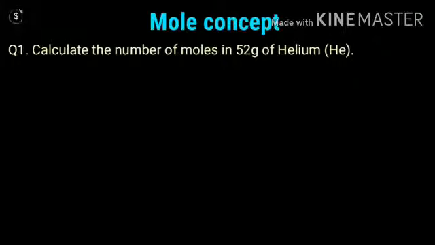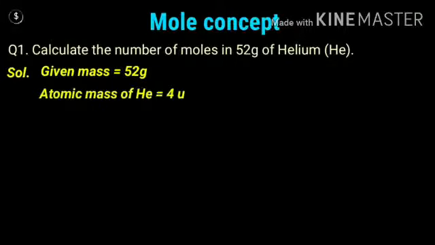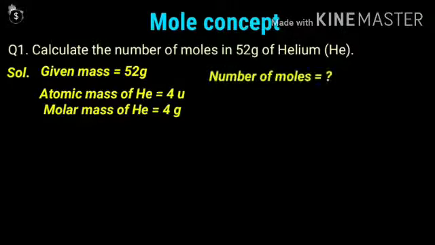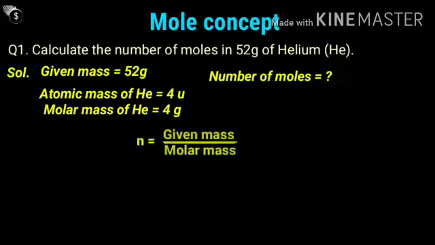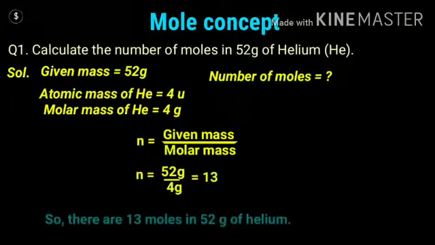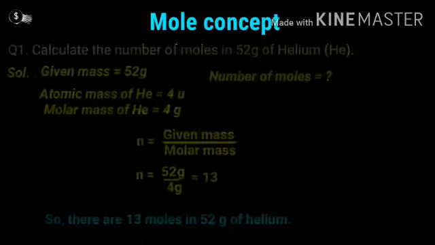So how will we calculate it? First of all, we will see what is the given mass. The given mass is 52 gram and the atomic mass of helium is 4 u, and molar mass is atomic mass in g. So the molar mass of helium will become 4 g. The number of moles n equals given mass upon molar mass, which is 52 upon 4 equals 13. So the answer is 13 moles.